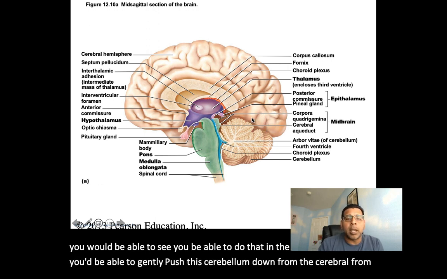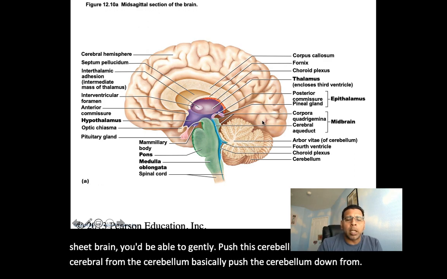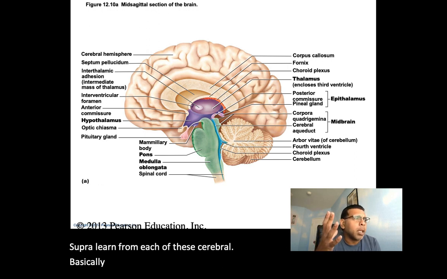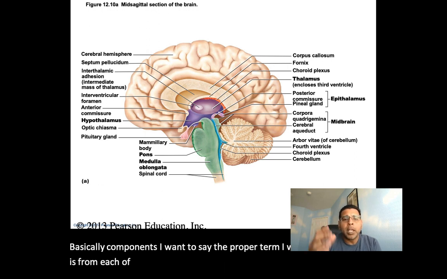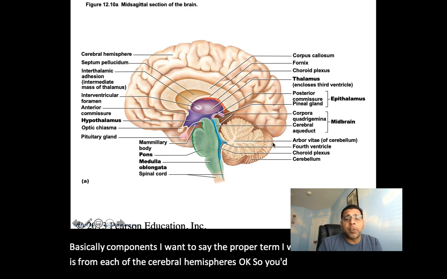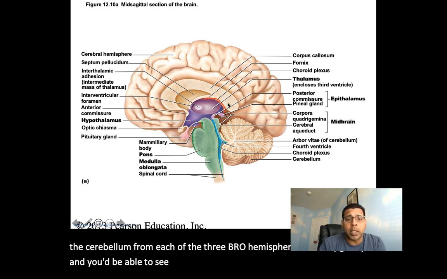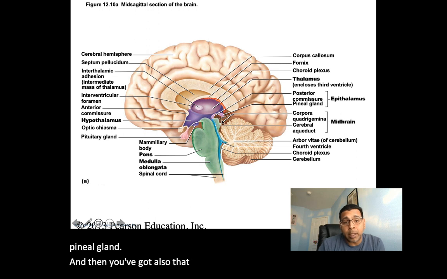The proper term here is that you'd push the cerebellum down gently from each of the cerebral hemispheres, and you'd be able to see right underneath there, just like you see here, that pineal gland. And then you've also got the corpora quadrigemina, and between the two, the posterior commissure.